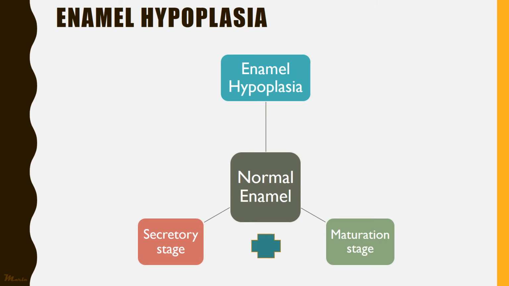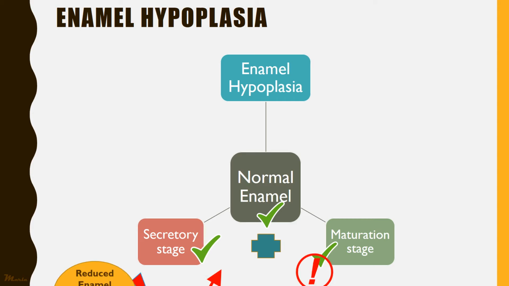In the maturation stage of amelogenesis, these enamel proteins are broken down and are replaced by calcium hydroxyapatite crystals, which results in more mineralization, giving rise to a mature enamel. So when both these steps are normal, it gives rise to a normal enamel.